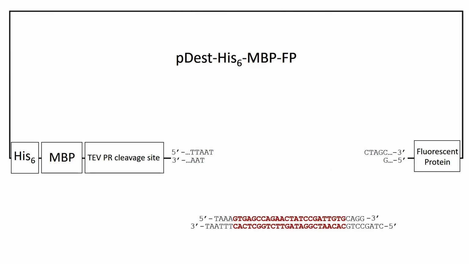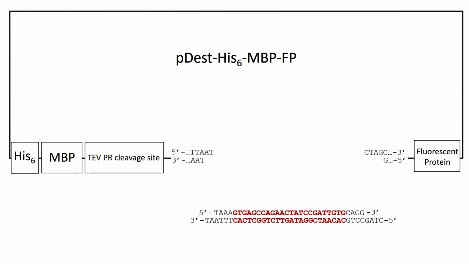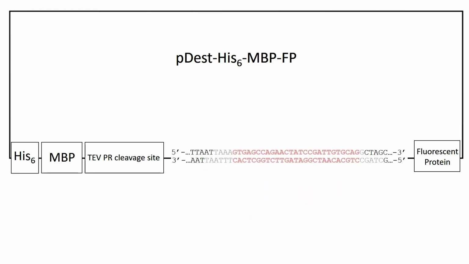Perform the annealing of the Escherichia coli codon-optimized forward and reverse oligonucleotide primers that code for the substrate sequence of interest and flanked by PciI and NheI cohesive ends. Perform the insertion of the annealed primers into the linearized expression plasmid by ligation.